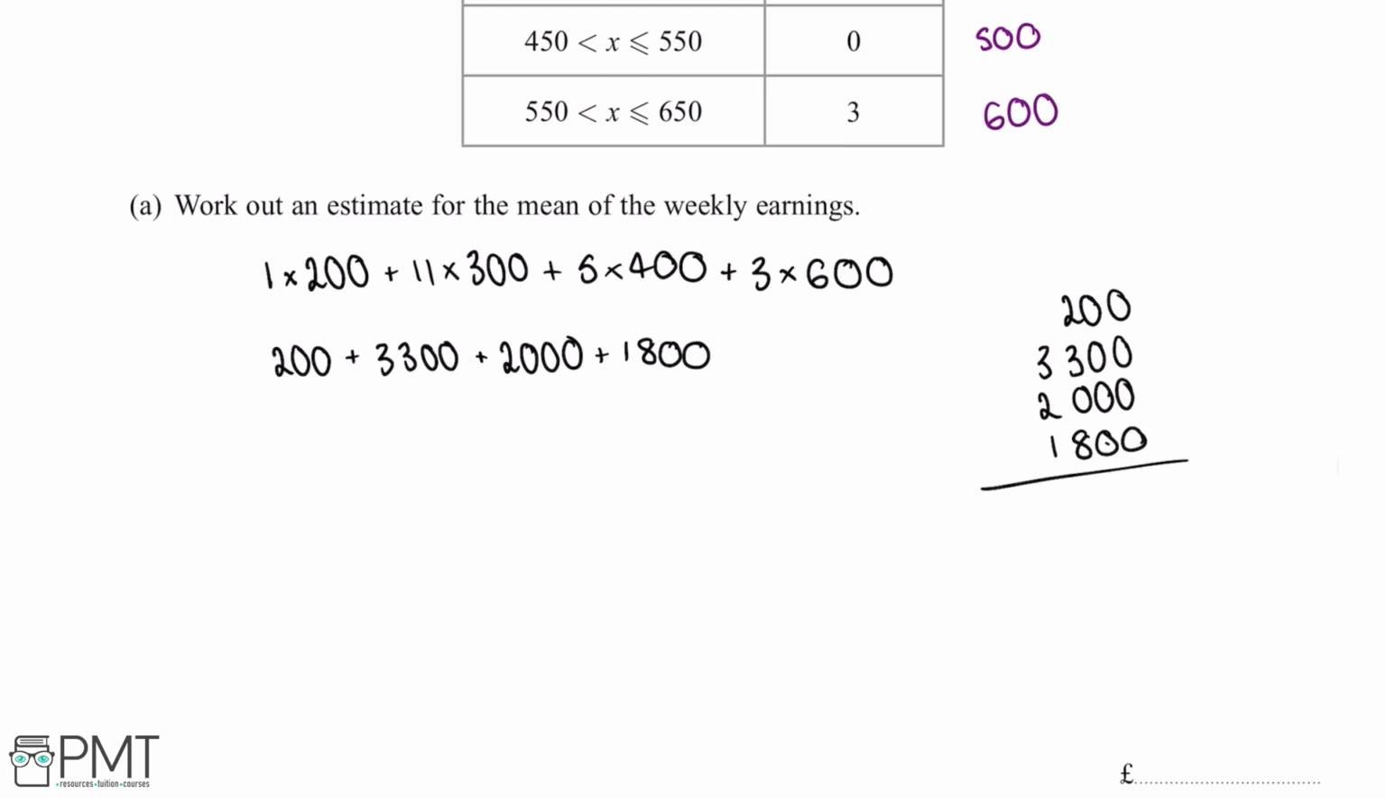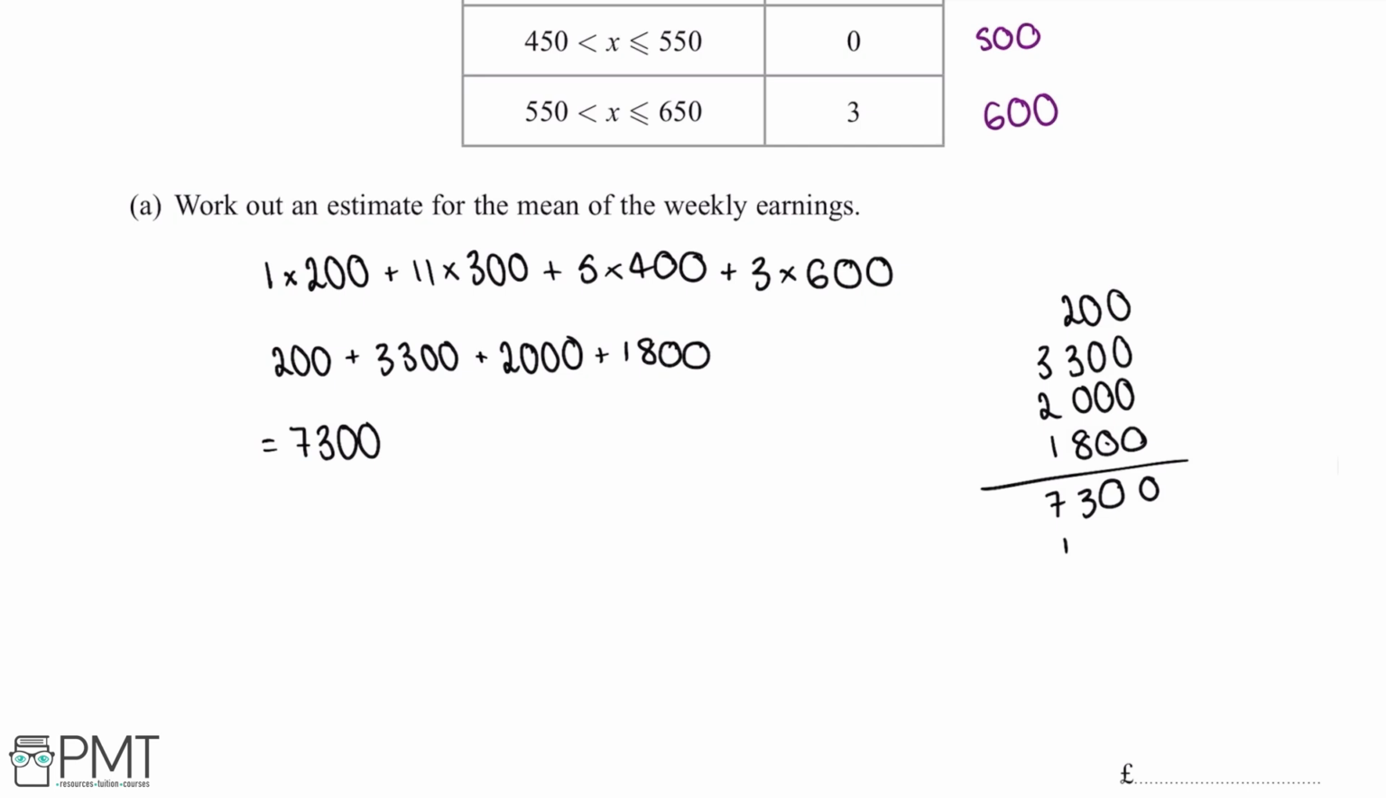So we can use a column method for this. So as we can see, the first 2 numbers will be 0, as there's only zeros in those columns. 2 add 3 add 0 add 8 gives us 13, and we'll carry over the 1. And finally 3 add 2 add 1 gives us 7. So what we can see is that 200 add 3,300 add 2,000 add 1,800 gives us 7,300. Now 7,300 would be the total weekly earnings of all 20 people.